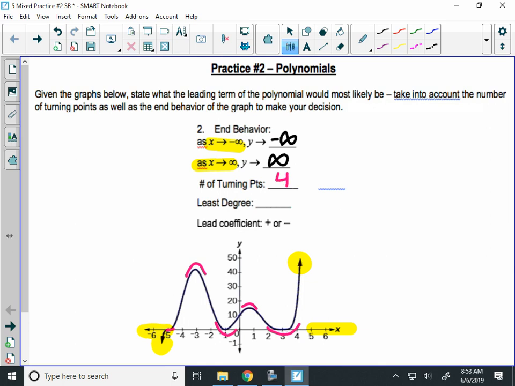If I have 4 turns, the degree is always 1 more than the number of turns, which would be 5. That's the least that the degree could be. That makes sense because the arrows go in opposite directions, so I have to have an odd degree. And then the leading coefficient here. If I have arrows in opposite directions, I connect the end points. And that blue line is going up, which means that I have a positive leading coefficient.